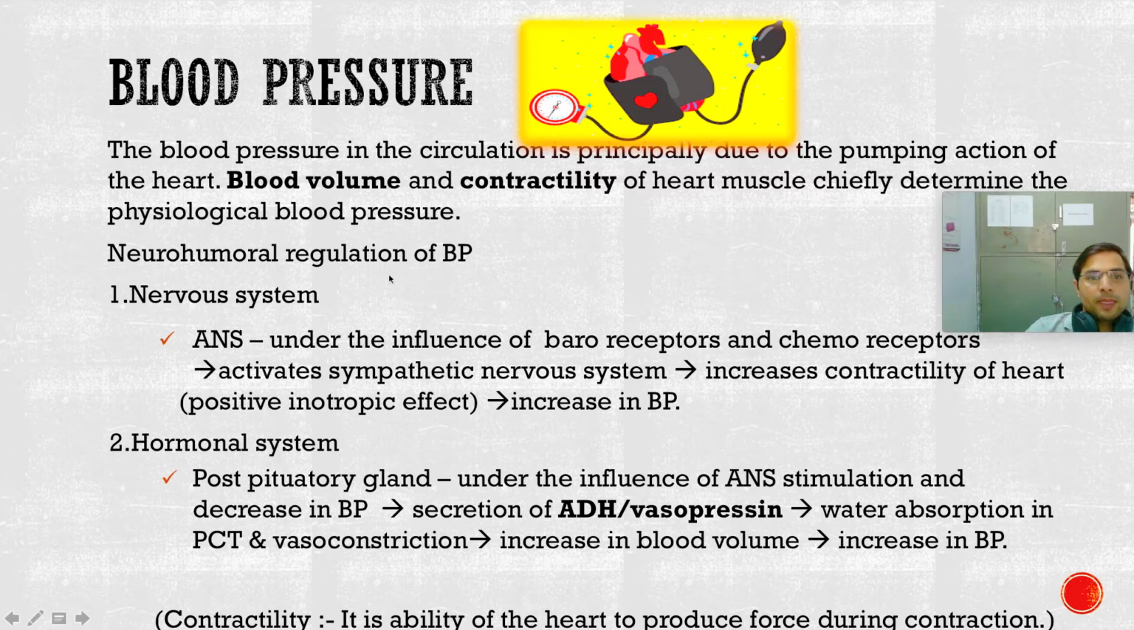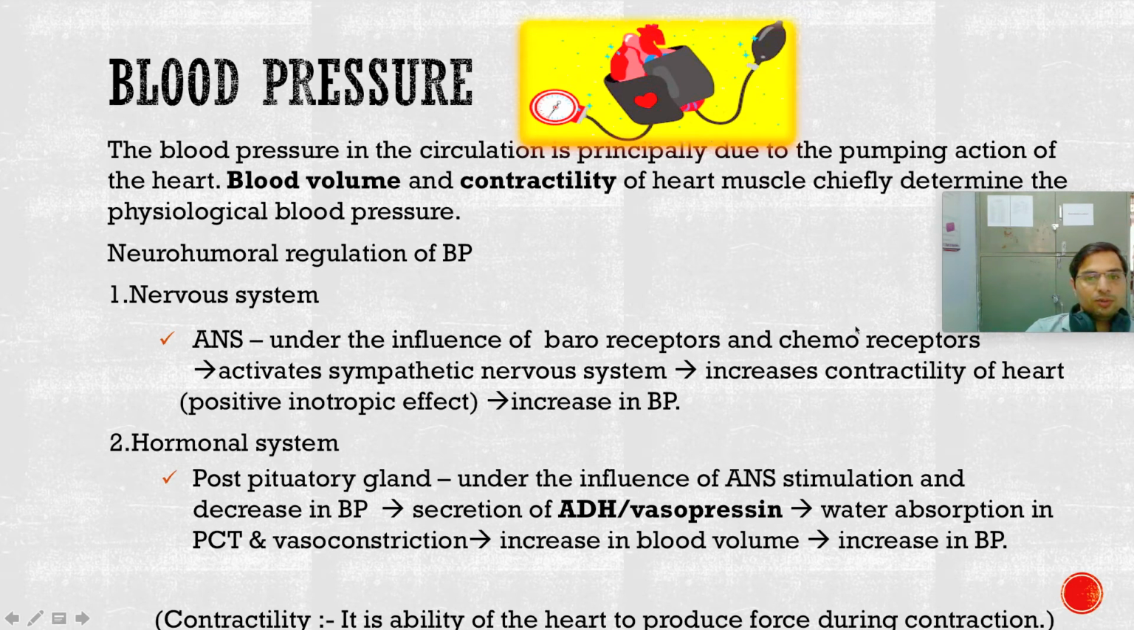Blood pressure is again regulated by the neurohumoral system. The nervous system, again the autonomic nervous system, is under the influence of baroreceptors and chemoreceptors. Baroreceptors detect the pressure changes. Chemoreceptors detect the chemical changes in the blood. Suppose the blood has become too acidic, by more carbon dioxide in it, then the ANS will increase the heart rate and also the respiratory rate. So the baroreceptors and chemoreceptors detect changes in the blood like decrease in oxygen saturation, increase in carbon dioxide, and the pH of the blood.